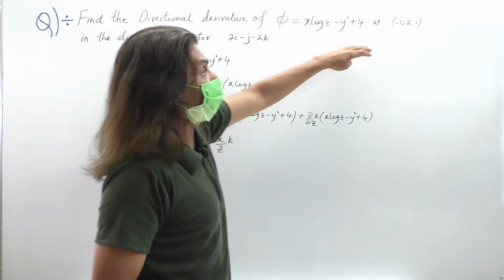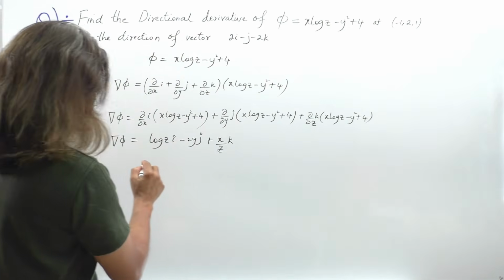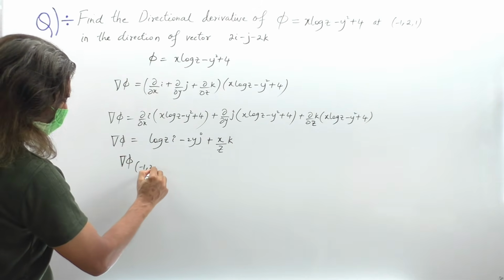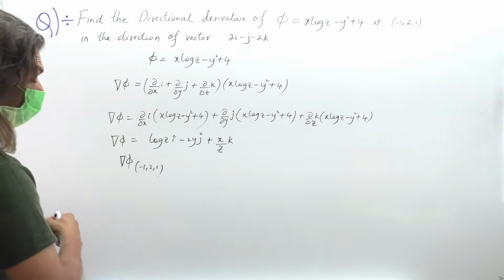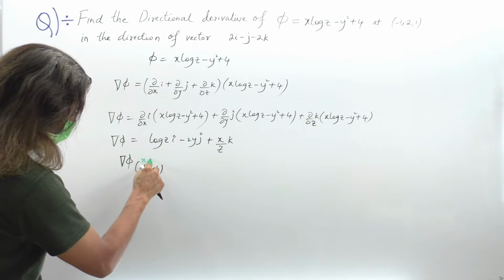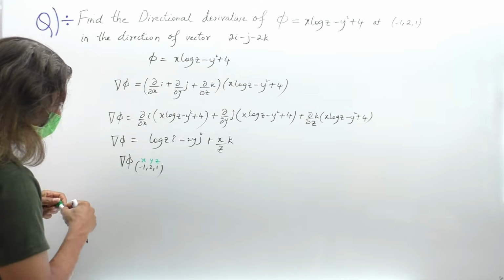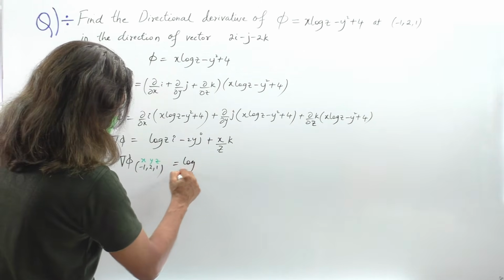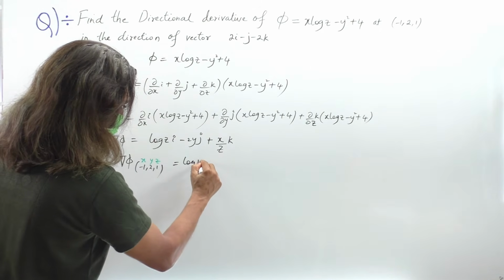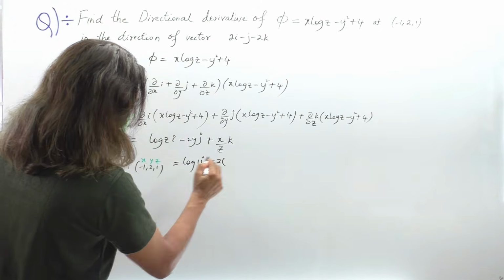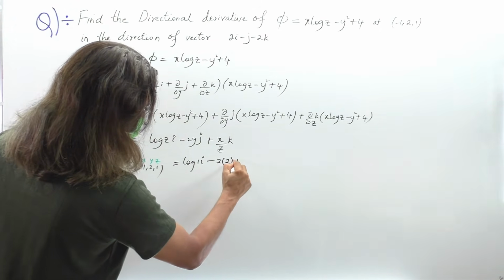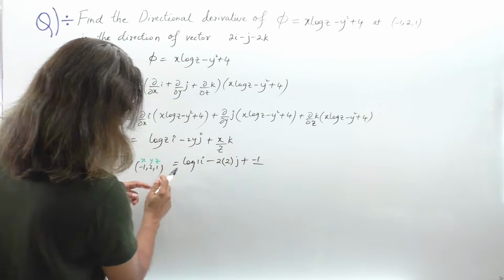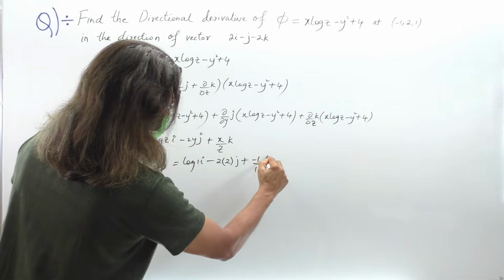Now del phi at the point minus 1, 2, 1. That means x is minus 1, y is 2 and z is 1. So let's put all these values here. We have log 1 i minus 2 into y, which is 2, j, plus x which is minus 1, into 1 k.